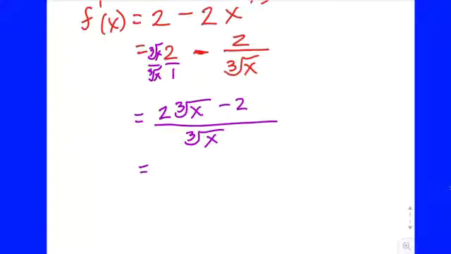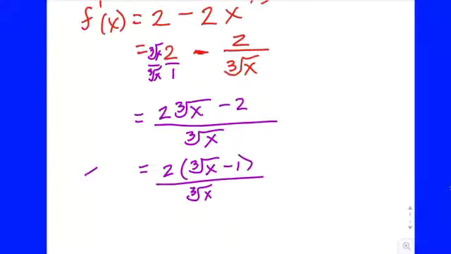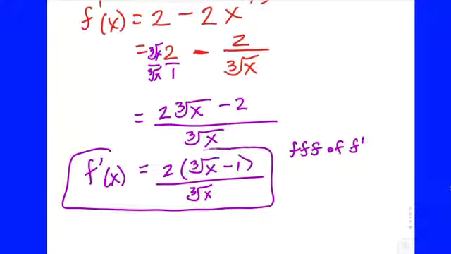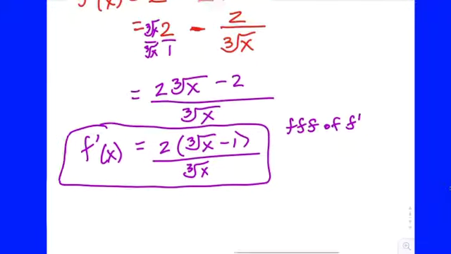And now I'm going to do one more thing. In the numerator, I notice I could factor out a 2. So that's 2 times the quantity cube root of x minus 1 all over the cube root of x. This, again, is what I called the full-fledged factored version of f prime. That's the one that we want because it's easy to use.